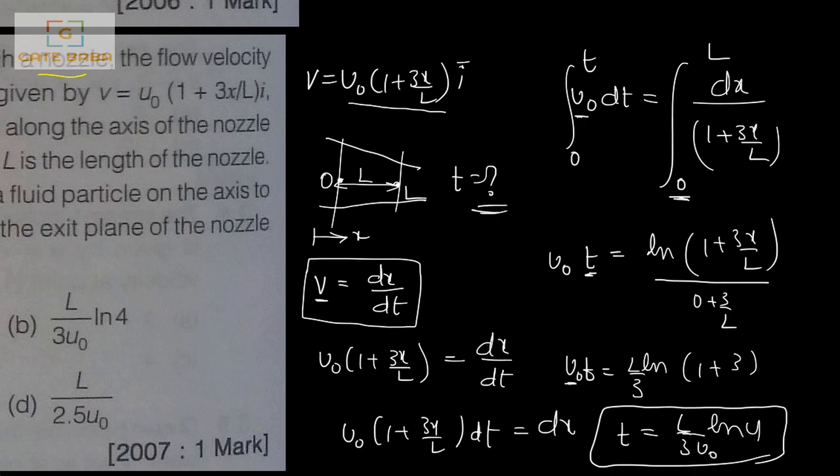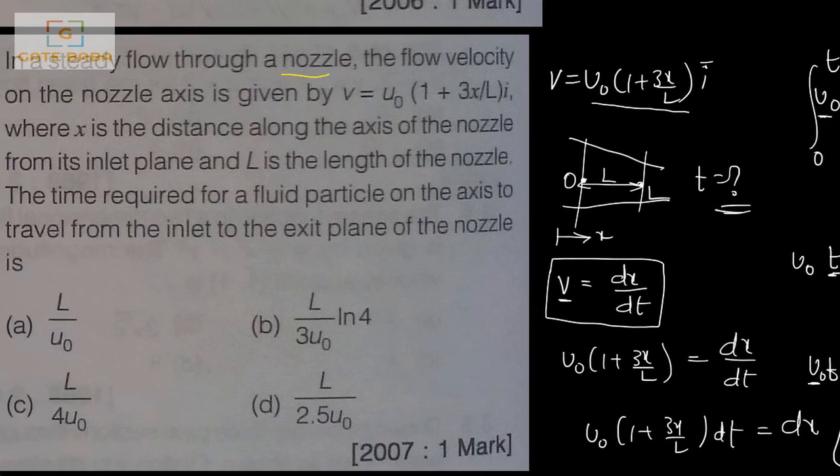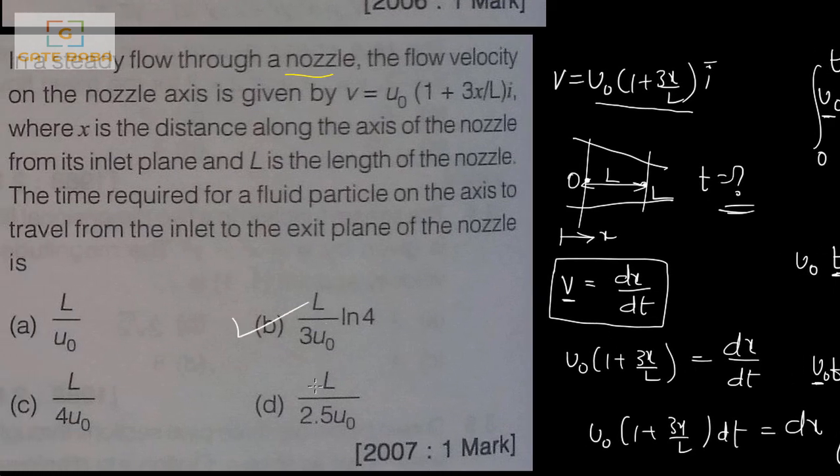So L by 3 u naught ln 4. Option B is correct. Okay, very easy.